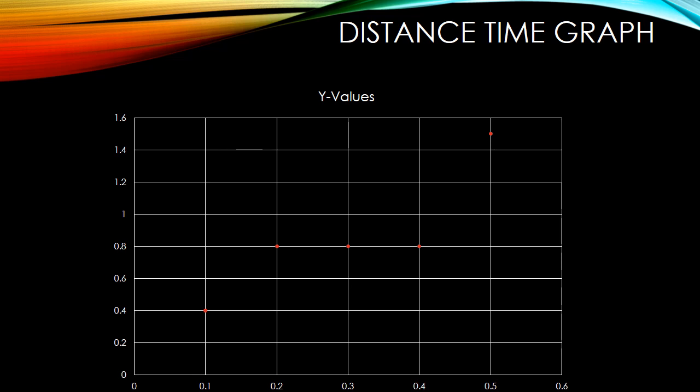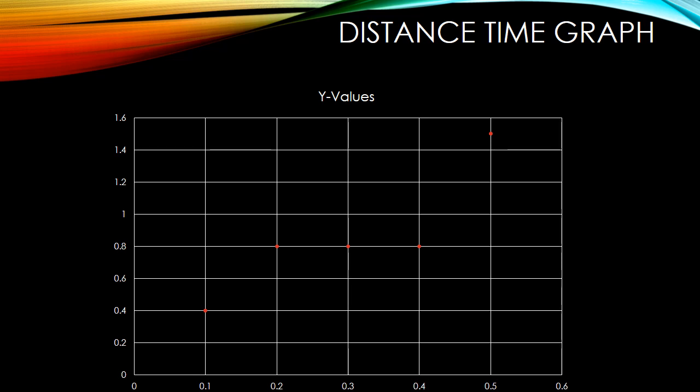Which values are drawn on the x-axis? Normally time, which is the independent quantity. We have to draw it on the x-axis, that is the time axis. And the variable should be drawn on the y-axis. You have learned in maths, isn't it? So the distance on the y-axis and time on the x-axis.